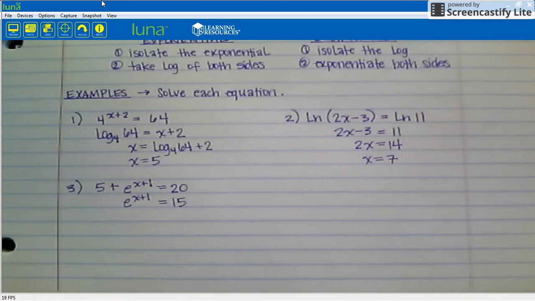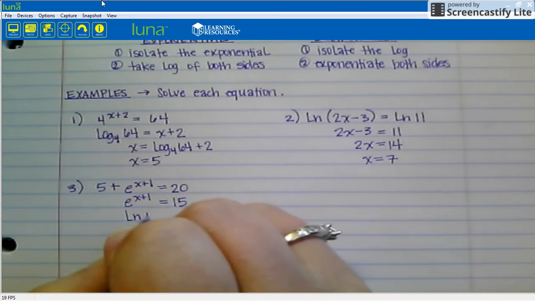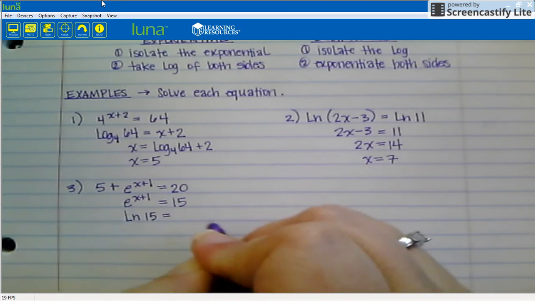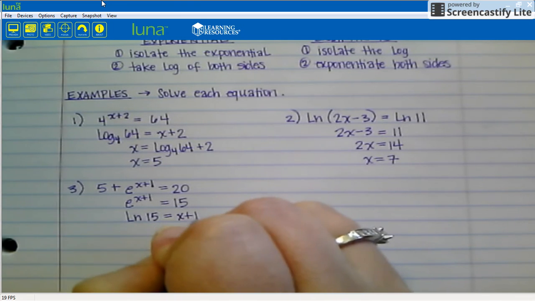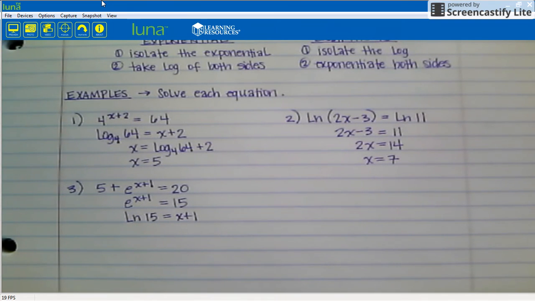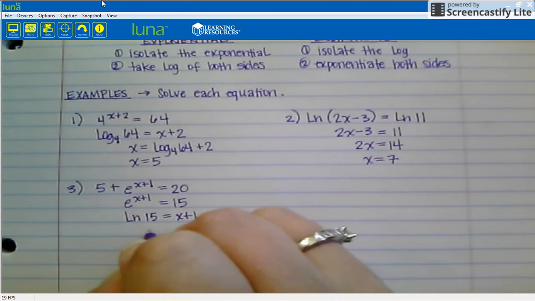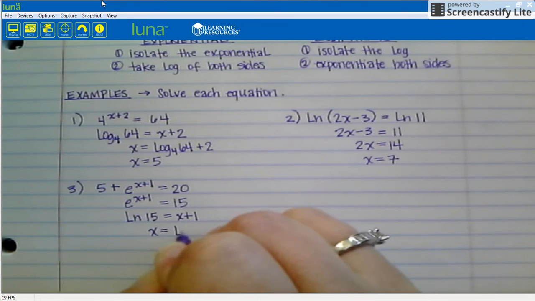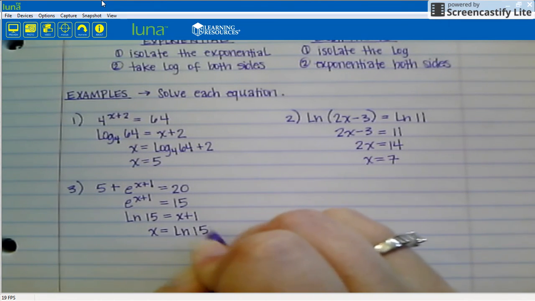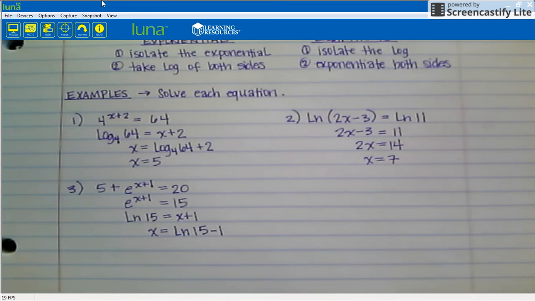And then once I'm here, I have to take the logarithm of both sides. So if I rewrite this using logarithms, then it's going to be log base e, but I know that log base e is a natural log. So I have the natural log of 15 is equal to x plus 1. And then from here, I'm solving for x. So I have x is equal to the natural log of 15 minus 1.